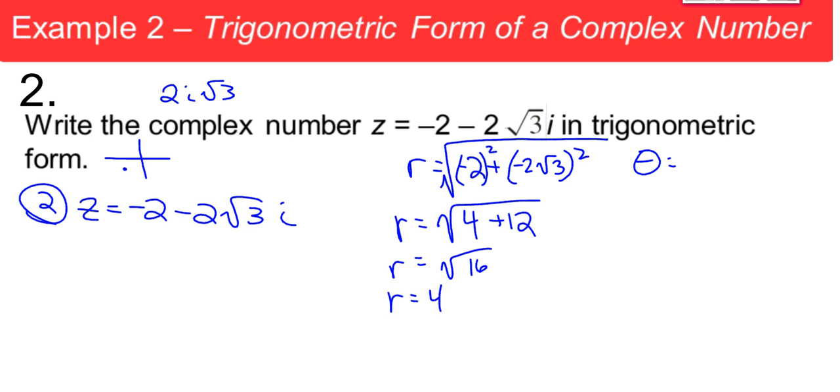How are you going to get theta? What trig function do we use? Tangent. I like to think of it this way: I remove these negatives and use the absolute value of b over a. I want to find the reference angle, so the tangent of that reference angle is b over a, so 2 square root of 3 over 2. I could use them negative, that's fine, because it'll turn into a positive. And so the tangent of my reference angle is the square root of 3.